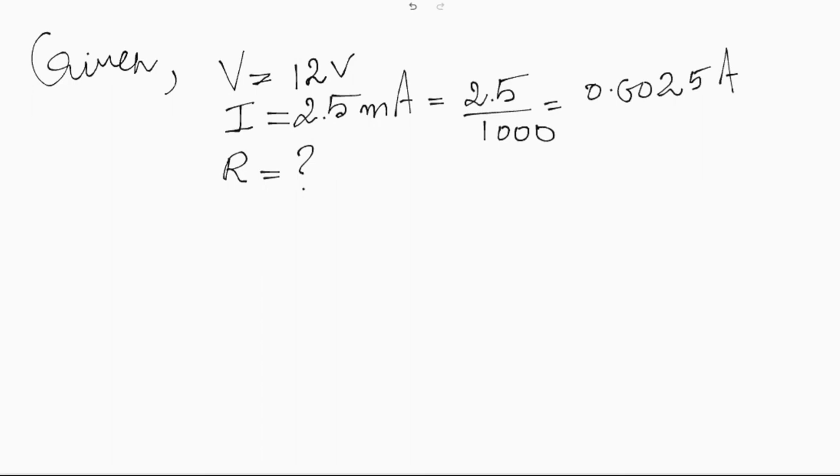So what is given in the question? You have been given potential difference. So potential difference V is equal to 12 volt. Current is also given. Current I is 2.5 milliampere. We have to convert this milliampere into its SI unit, which is ampere. So 2.5 divided by 1000 is 0.0025 ampere. In this question we need to find the resistance. Resistance R is question mark. Now from Ohm's law we know that R is equal to V by I.